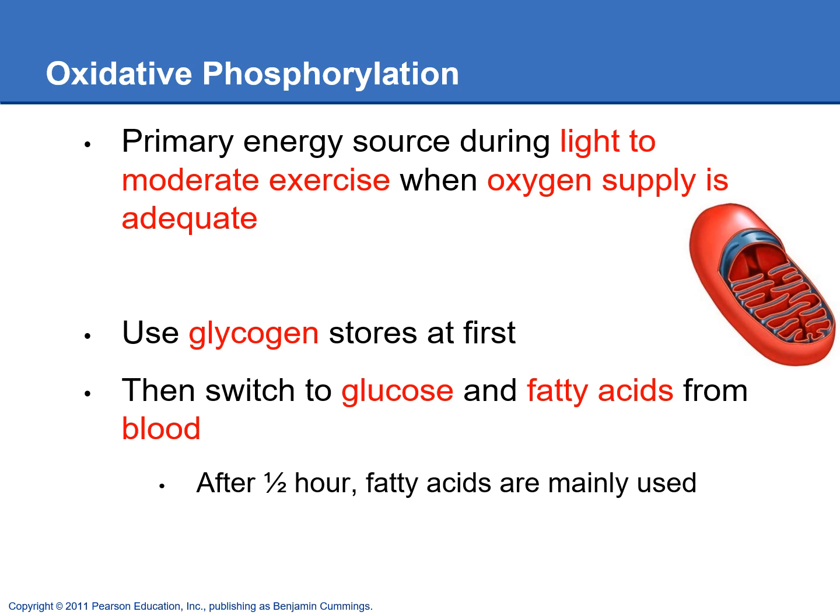So we want to make sure we don't run out of glucose for the brain, and so if we're continuing to exercise after half an hour, we're just going to use fatty acids to make ATP to supply our contractions for this light to moderate exercise.